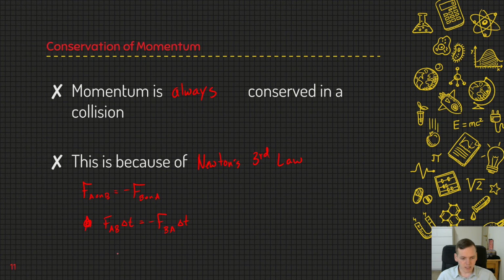And this means that the change in momentum of object A is equal to the change in momentum of object B, but negative. In other words, delta P of A plus delta P of B is equal to 0. So if two objects hit, the total momentum doesn't change. Individual momentum might change, but the total momentum of everything involved in the collision stays constant.